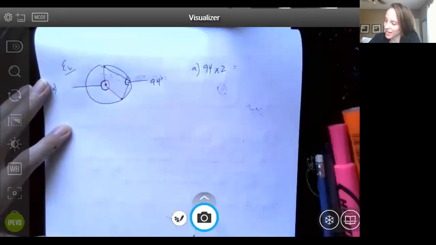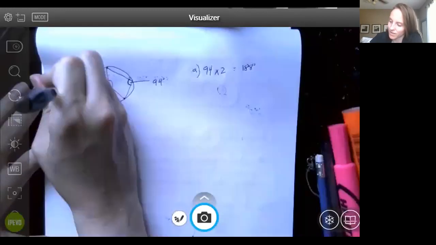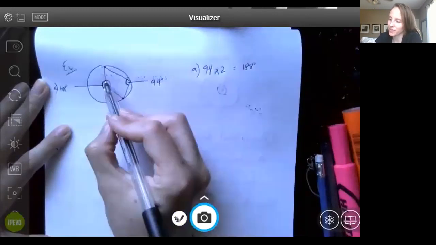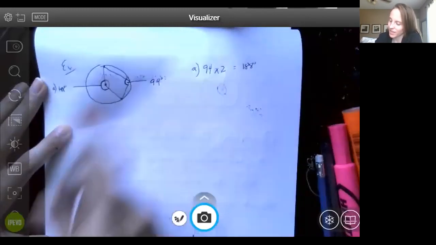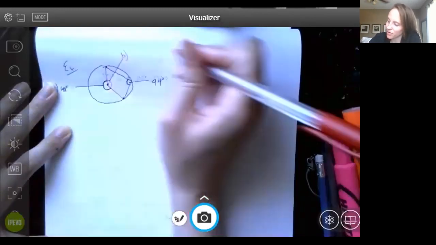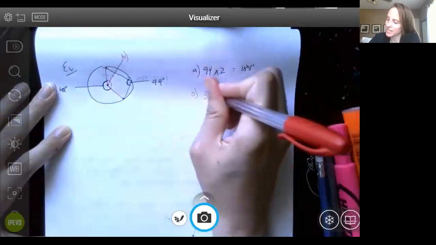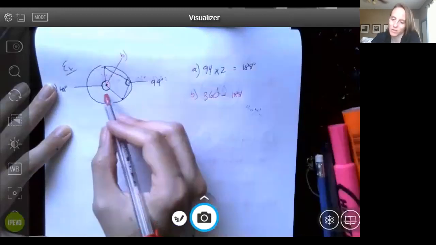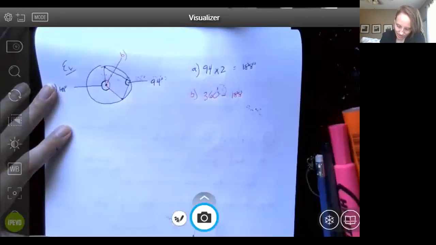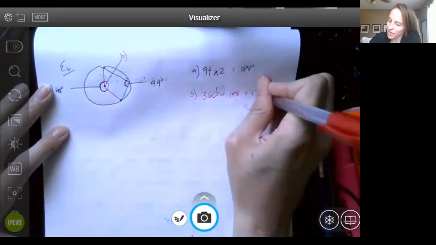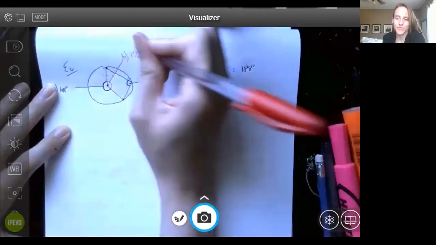So that gives me 188. Now I can apply the opposite central angle rules because they form a circle. So if I call the one I'm looking for angle B, in order to find it, I just do 360 degrees minus the 188. That is the other part of that circle. And I get 172. So angle B would be 172 degrees.